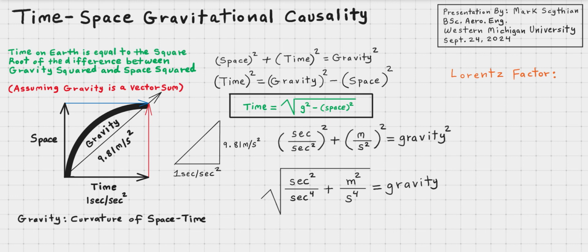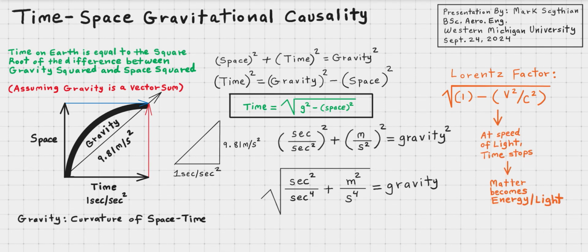So the practicality of working with, let's say, a time equation with respect to the curvature of space or gravity would be to access the Lorentz factor. So all this equation says is that when a particle reaches the speed of light, its time slows to zero. So at the speed of light, time stops, matter becomes energy or light.